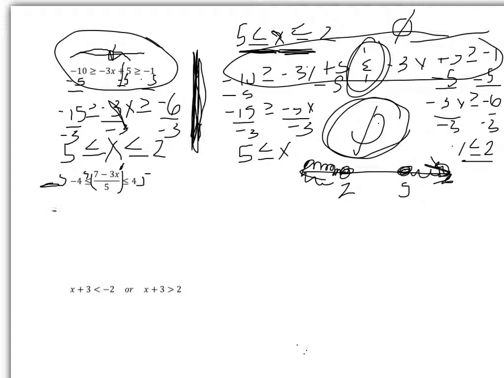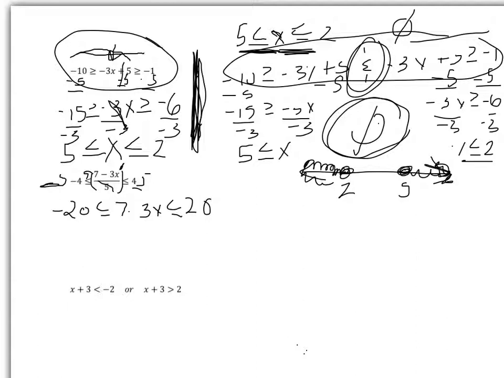5 times negative 4 is negative 20, less than or equal to. Because we're multiplying by a positive, we don't flip the signs. This 5 cancels with that 5, so we have 7 minus 3x is less than or equal to 20, or 5 times negative 4 over there.